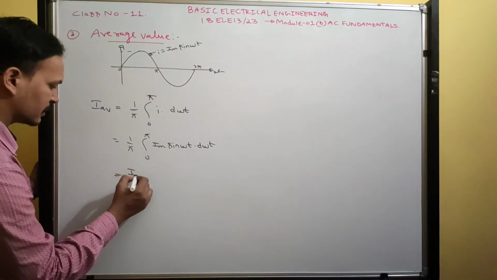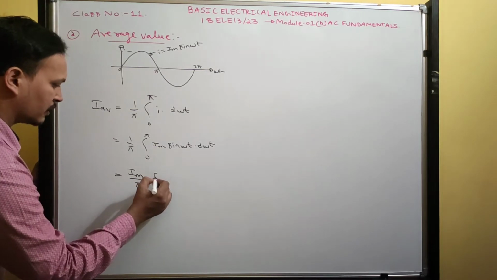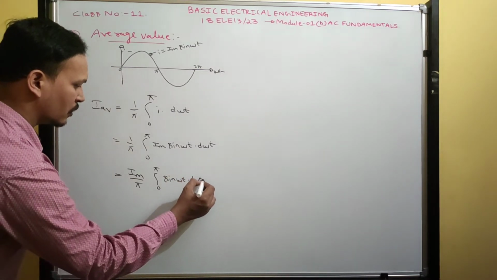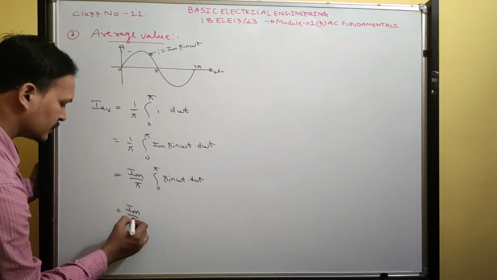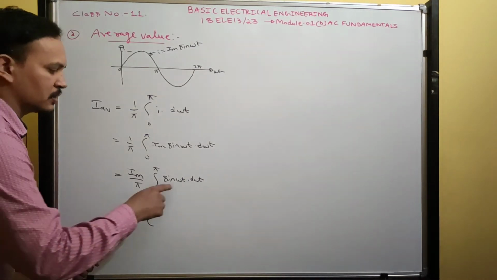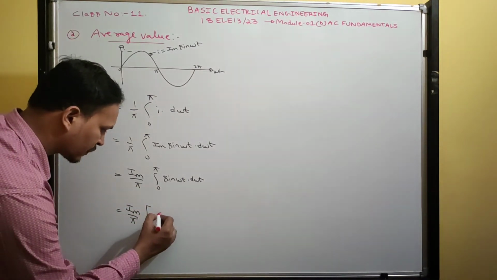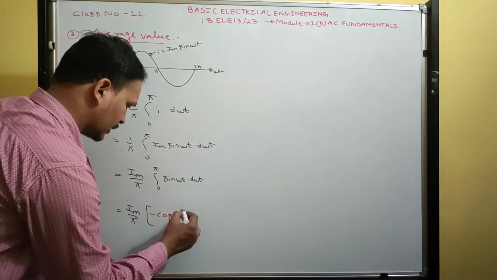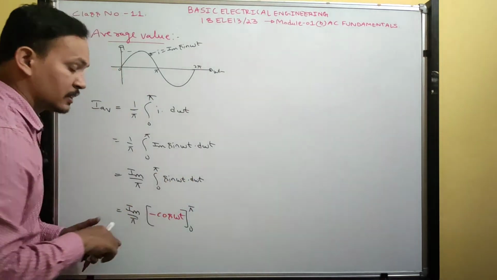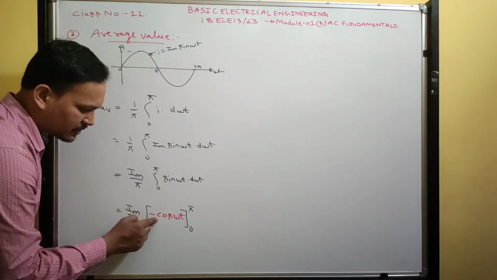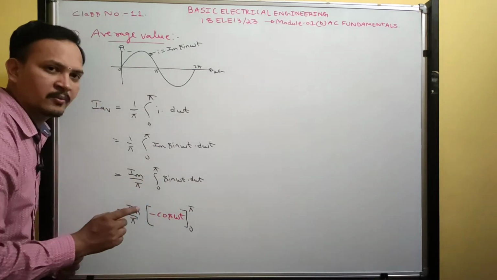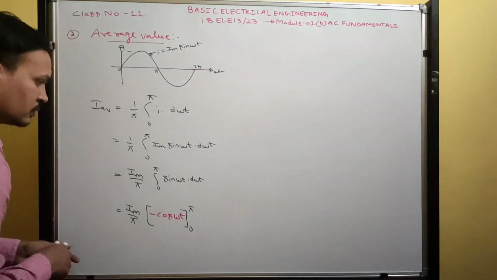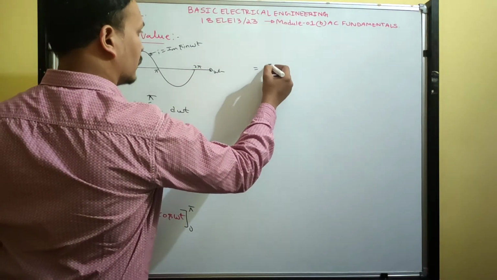Take Im outside as constant. Im by pi, integral 0 to pi sin omega t into d omega t. We know what is integration of sin omega t? What is integration of sin x? Minus cos x. In place of x we have omega t. That's it, minus cos omega t. Then apply the limits. See guys, this is the entire term. For this entire term, replace omega t by upper limit, minus, for this entire term, replace omega t by lower limit. So you should do the simplification properly.